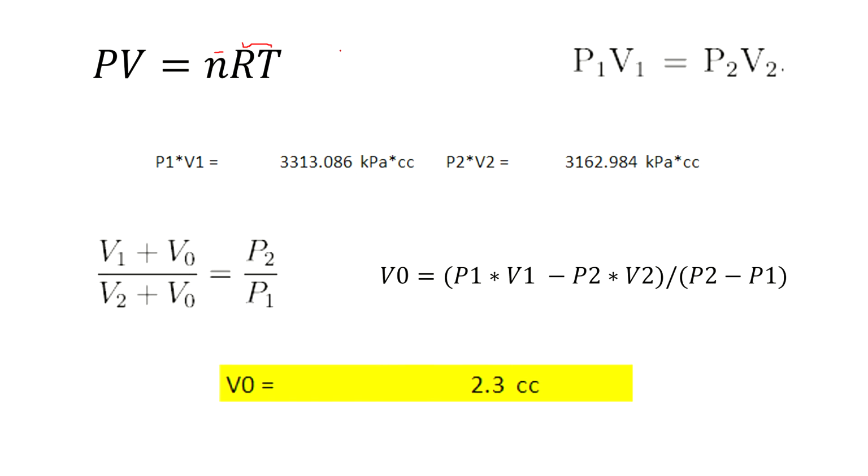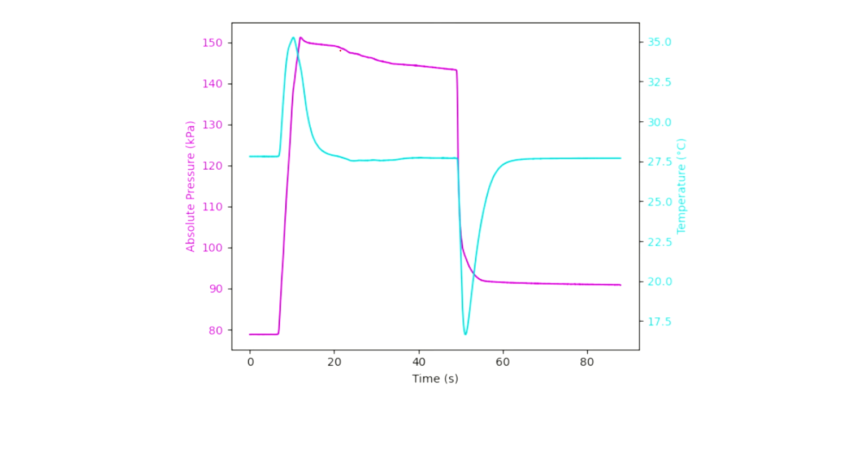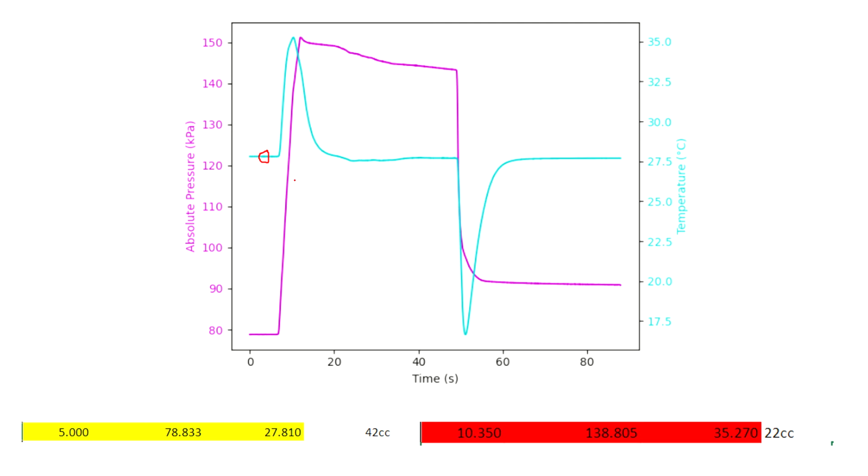Knowing this, we can try again and use another set of values. Here we have the graph again. For the first value, we're going to use the same first value we used on the previous try, which will be when both are at the ambient pressure and temperature. But now for the second value, we're going to use this one. This one corresponds to the peak in temperature, this point right here.